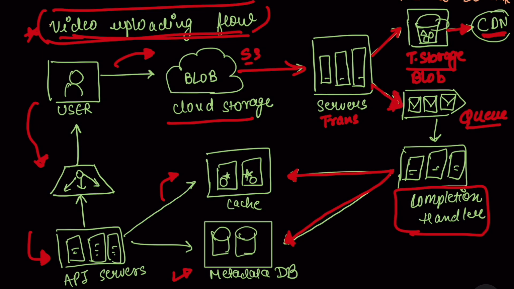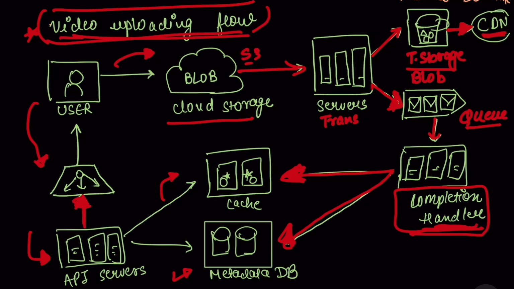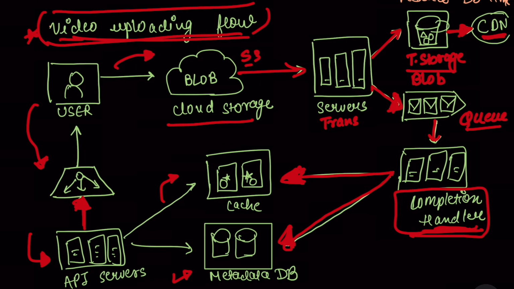Then from the transcoding storage, the videos will be cached or stored in the CDN so that they are available to stream to the users, and the completion handler will pull the event data from the queue and update the cache and the database. The API server will inform the user that their videos have been uploaded and are available to stream, so that they can stream the video now. So this is how we are going to have the video uploading flow.